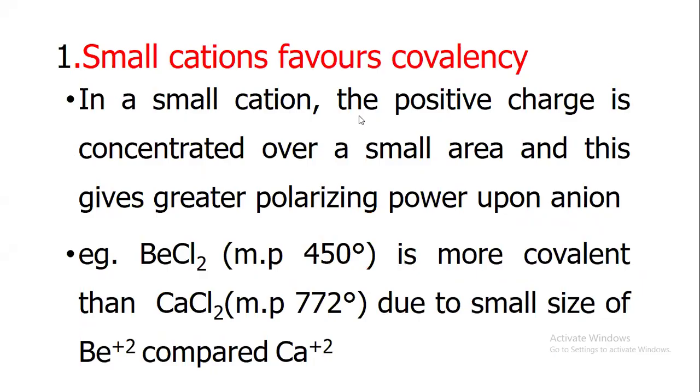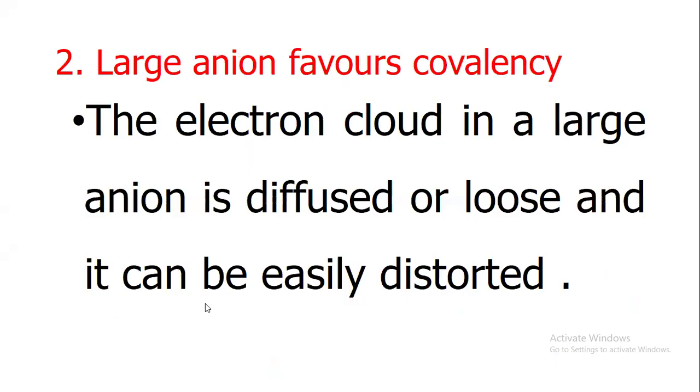Small cation favors covalency. In small cations, the positive charge is concentrated over a small area and this gives greater polarizing power to the cation. For example, beryllium chloride is more covalent than calcium chloride due to the small size of the beryllium ion compared to calcium.